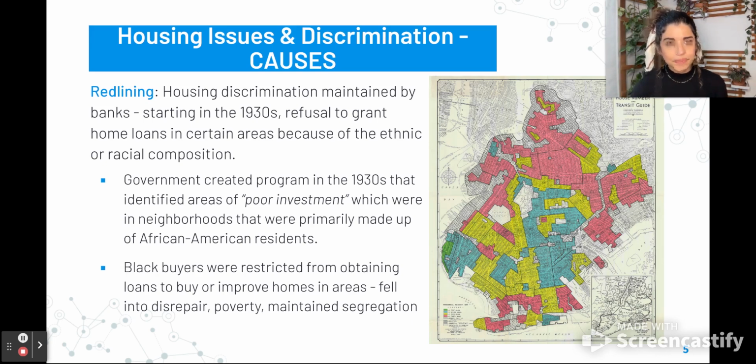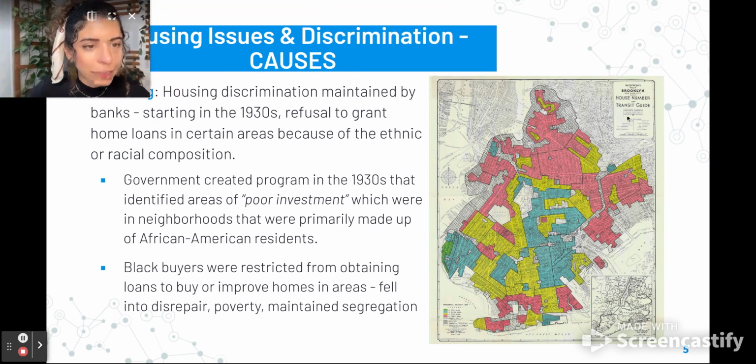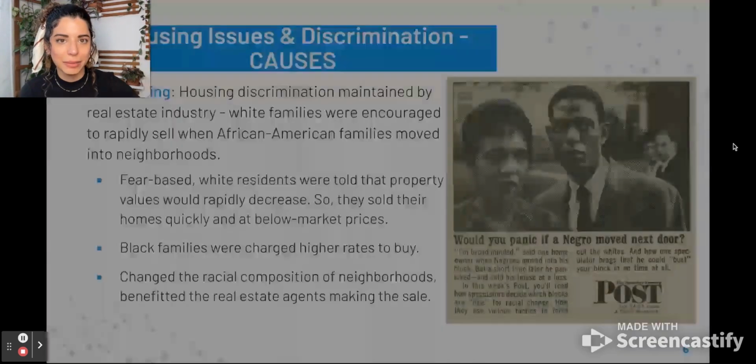This program that the government created in the 1930s identified areas of poor investment. And those were areas that were typically people of color residents or African-American residents. Black buyers were restricted from obtaining loans to buy or improve homes in certain areas. And in those areas of poor investment, those fell into disrepair. Poverty also was part of an issue in that area, and segregation was maintained. So here we see a little example of how banks would define these zones of poor investment.